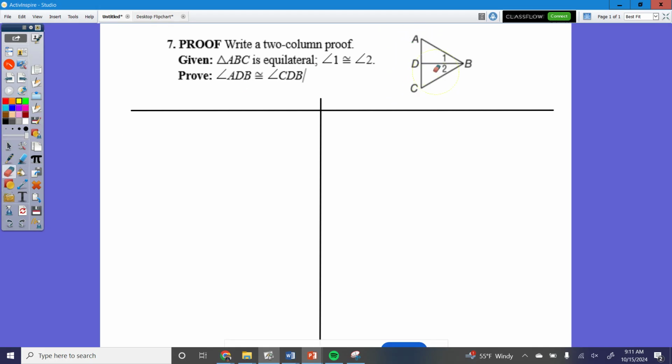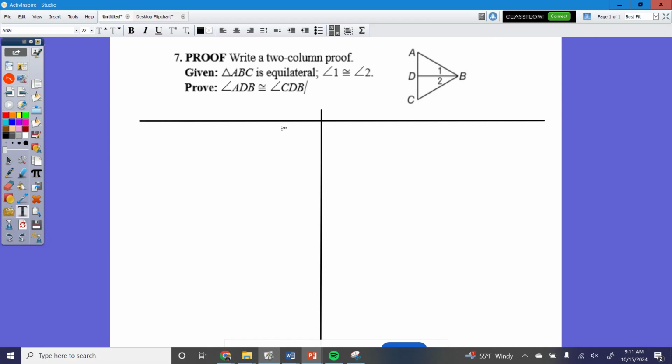I want to make sure that I'm doing side, angle, side here. And once I get side, angle, side and show that two triangles are congruent, I can show that those angles have to be congruent as well because they are corresponding. So the first thing is to restate the given. So over here I would say triangle symbol, which is hard to type, ABC is equilateral. And then angle 1 is congruent to angle 2, let's write that on the second line. So that's both given information.